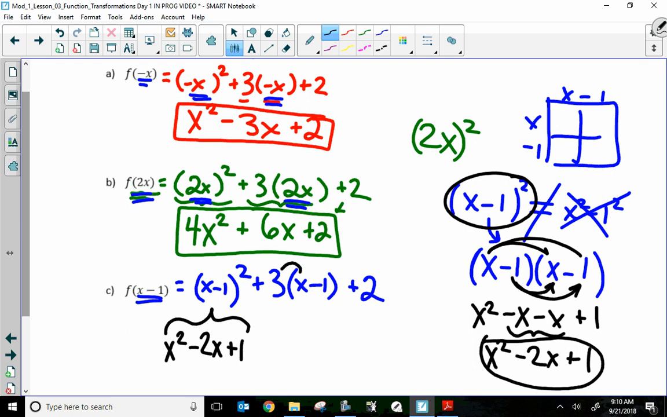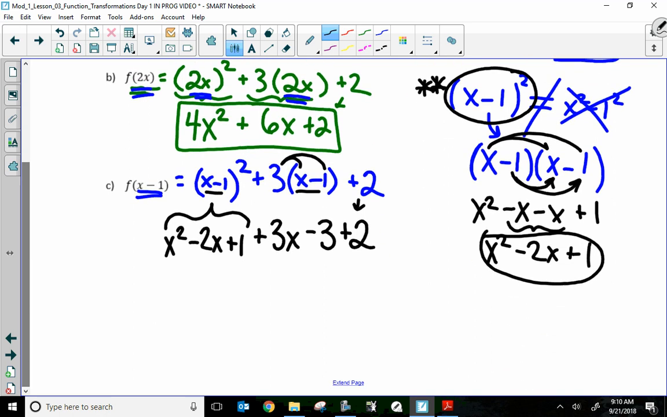Now I need to distribute my 3. That's plus 3 times x is 3x. And then 3 times negative 1 is negative 3. And I can't forget I still have a plus 2 here. The only thing that was difficult about that was you had to remember to FOIL this, because plugging it in was easy. Okay, now you have to FOIL this.